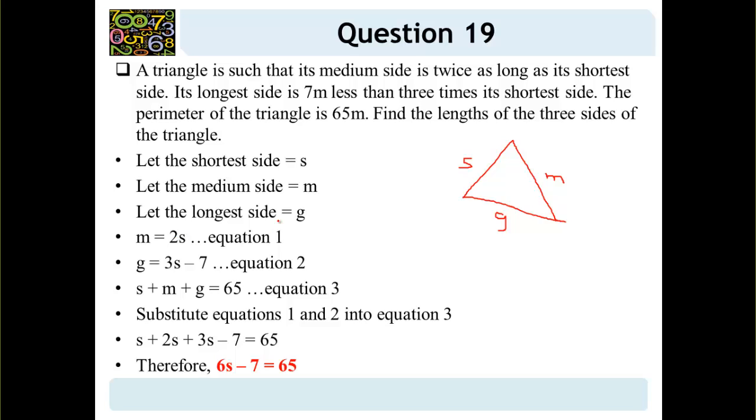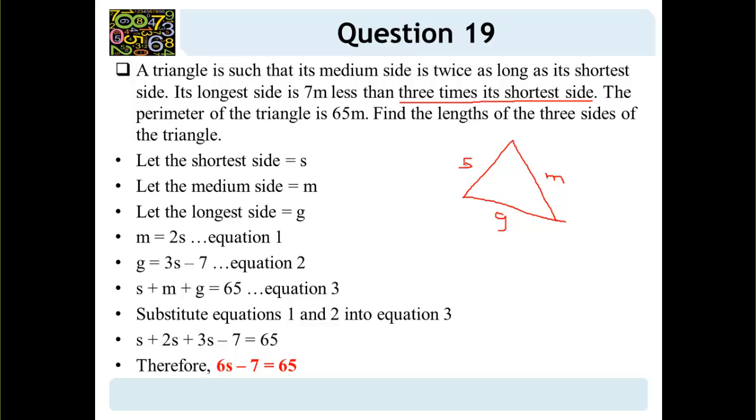Okay? They also told us that the longest side is 7 meters less than 3 times its shortest side. So first of all, we have to find 3 times the shortest side, and when we get it, we subtract 7 from it. That will give us that G is equal to 3S minus 7. Then the perimeter means the total distance round, S plus M plus G, to give us 65 meters.